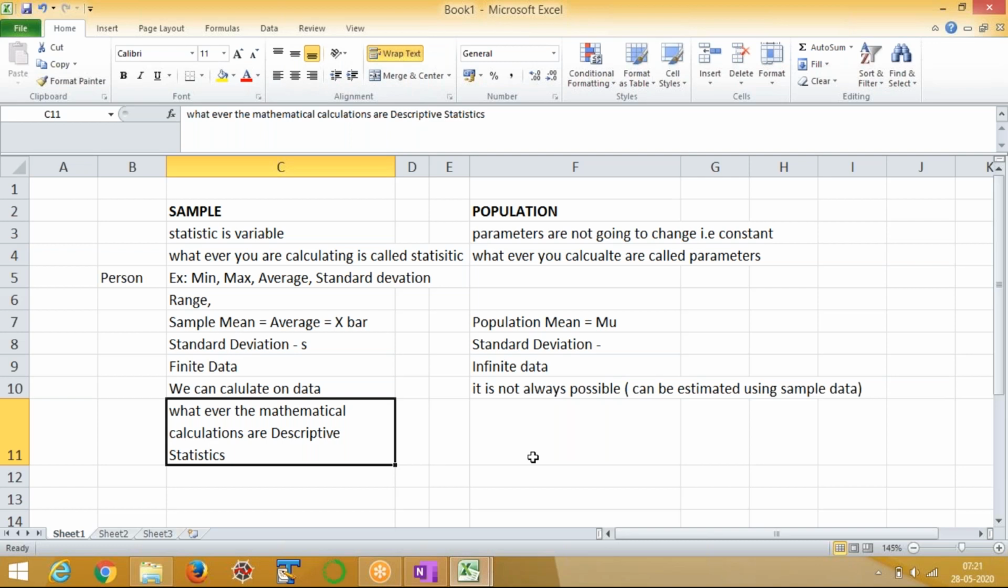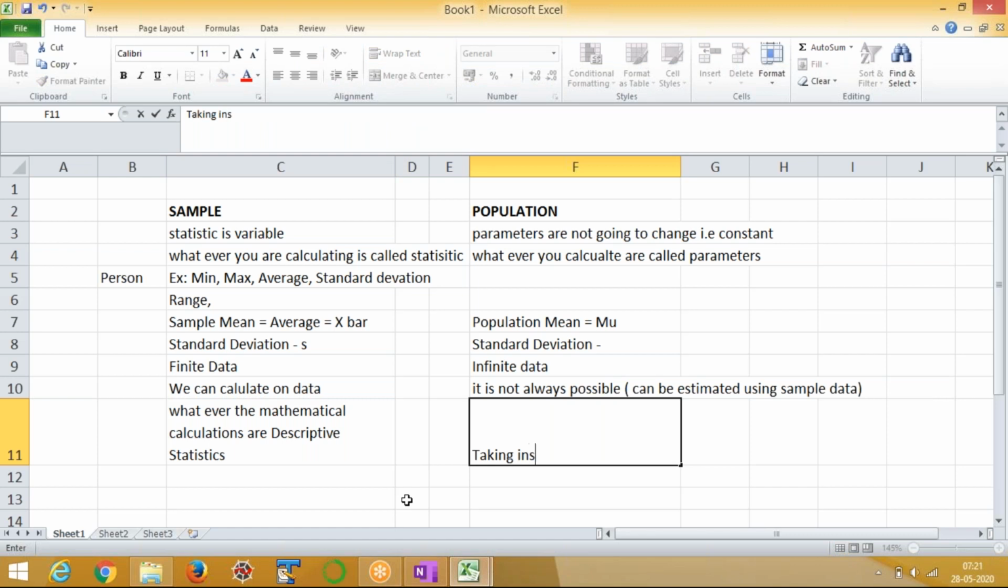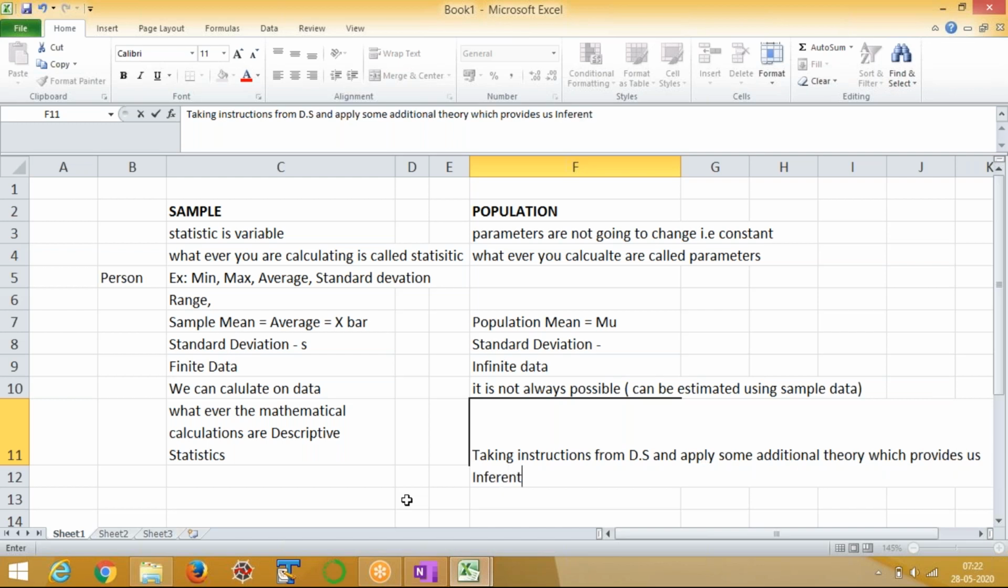Descriptive statistics. Okay, and taking instructions from descriptive statistics and applying some additional theory, which provides us inferential statistics. So how we are going to calculate those will be discussed later.